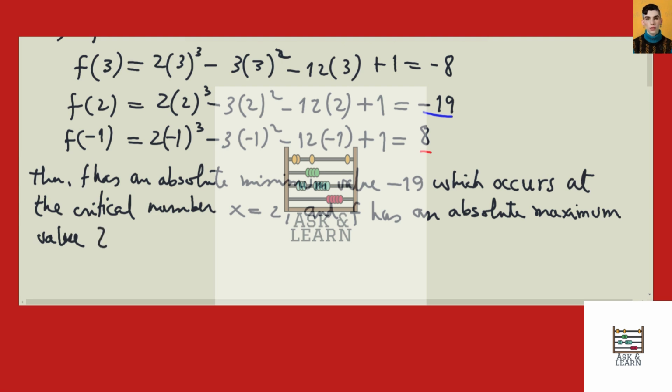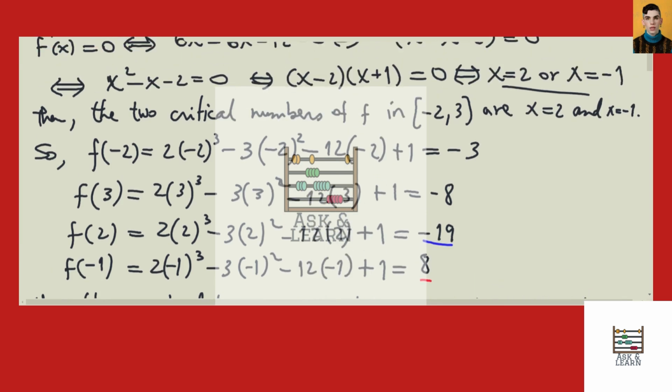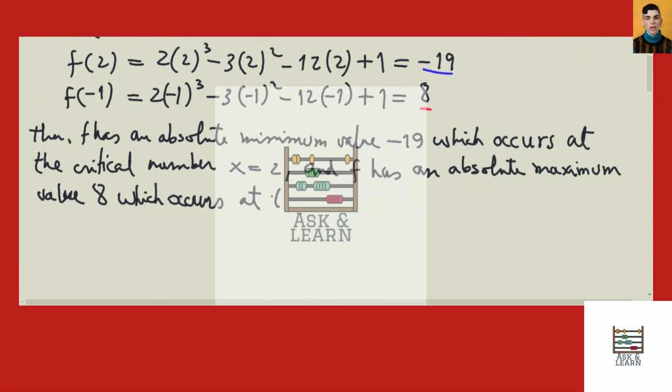we said 8, and that value occurs at negative 1, which in fact is the other critical number, at the critical number x equal negative 1. So this is an example where the two extreme values of the function occur at the critical numbers inside a closed interval. So this is the final answer.